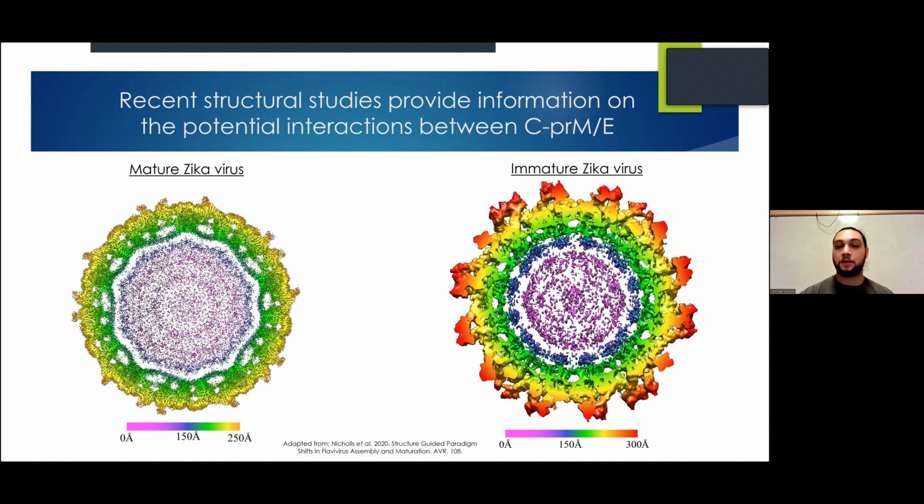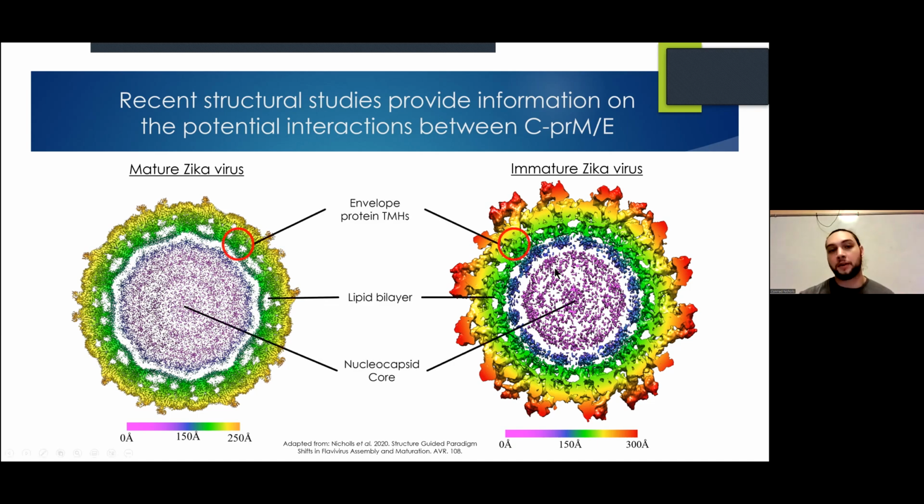Now, it's getting a little bit more in-depth into the science of everything, but for now, just worry about the differences between the two. It's like those little pictures we used to do when we were kids, right? What is different here? What we can see is that for the most part, they're fairly similar. The envelope protein transmembrane helices, here in this little red circle, are present in both forms. The lipid bilayer, shown here in this green line that goes around, is in both. And the nucleocapsid core, shown here in purple, is also in both.